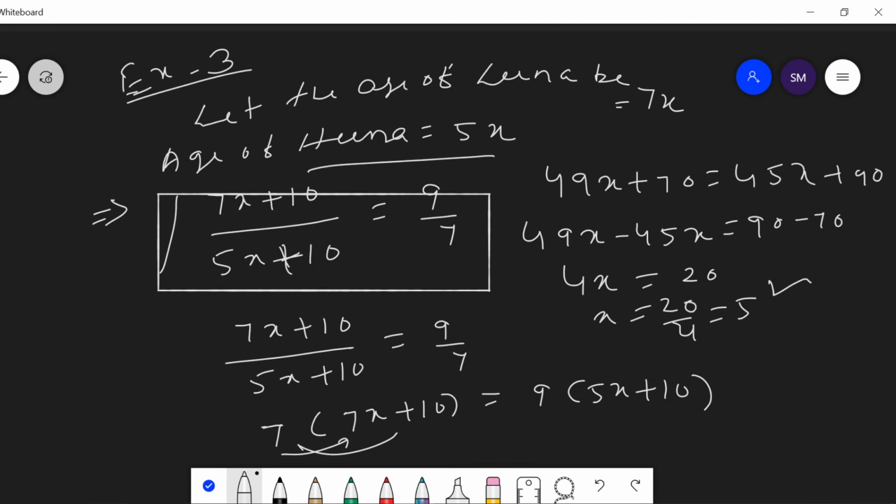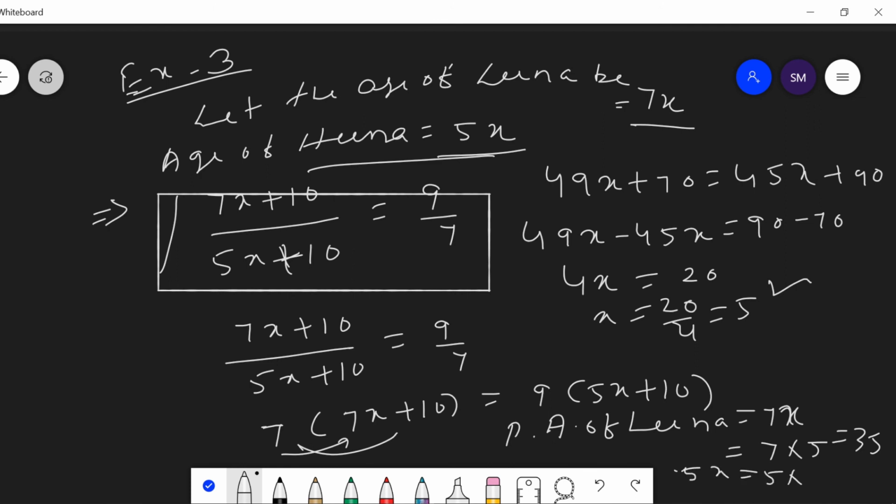But you have to find out the present ages of Lina and Hina. You have taken that the present age of Lina is 7x. This means the present age of Lina is equal to 7x, which is equal to 7 into 5, which is 35, and the present age of Hina is equal to 5x, which is equal to 5 into 5, which is 25. This means the present age of Lina is 35 and the present age of Hina is 25.